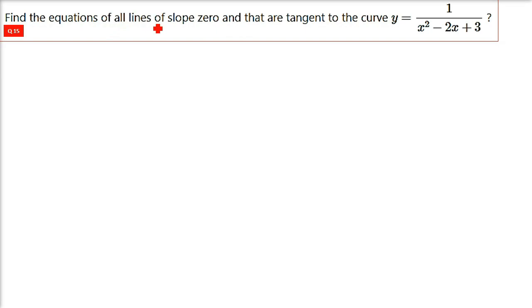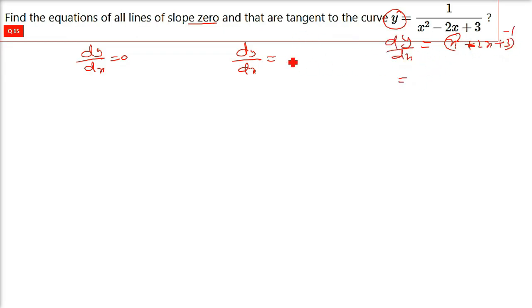Find the equations of all lines of slope 0 that are tangent to the curve y equals to this. Since the slope is already given, which is dy/dx is equal to 0, and since we have the curve y equals to this, dy/dx will be what? Better is to take this x square minus 2x plus 3 in the numerator as power minus 1. So I am writing it as the power negative 1, taking it into the numerator. dy/dx is what? It is negative 1 times (x square minus 2x plus 3) to the power negative 1 minus 1, which is minus 2.